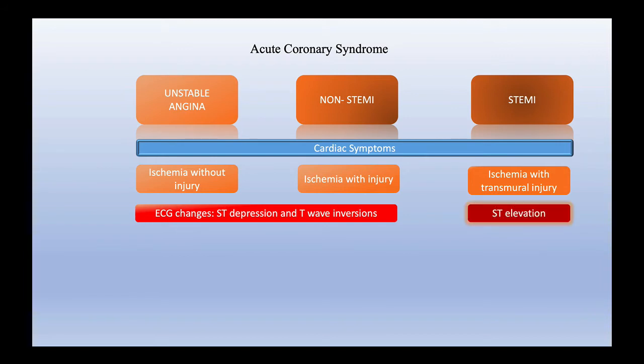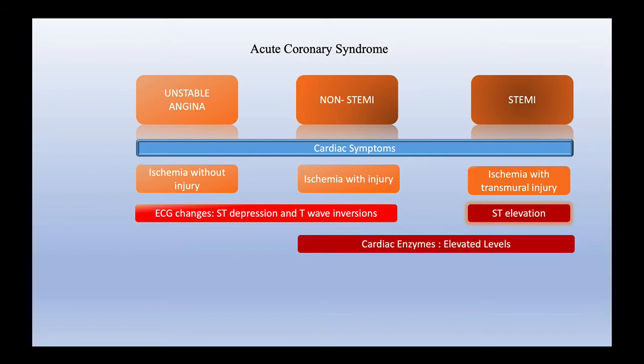Whereas in a STEMI, you're going to have your ST elevation, which is the criteria to call it a STEMI. But how do you differentiate unstable angina from a non-STEMI? Well, that's where cardiac enzymes come into the picture. In both non-STEMI and STEMI, your cardiac enzymes are going to be elevated, and that's because there is injury in both non-ST elevation MI and in ST elevation MI. So you're going to use your cardiac enzymes to differentiate unstable angina from a non-ST elevation MI.